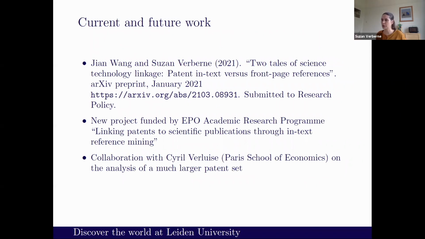This is for future work, but I will round off here. We got a project funded by the European Patent Office to further improve this. The extraction is okay now, but there is much more that we can still do. One of the things is to improve the matching process, because in these 700,000 references there are definitely around 10% or so false positives. So we are still improving that. In the meantime, my colleague Jian Wang, who came up with this whole problem, he's the problem owner here, and we wrote a paper on what we can learn from the in-text references. It has been submitted to Research Policy.